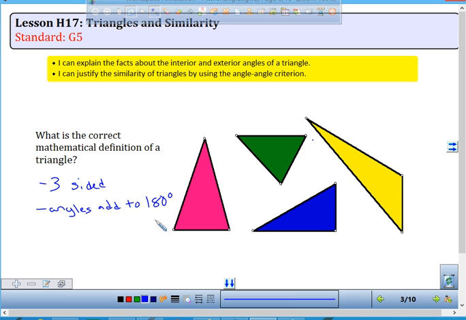Polygon. Okay, polygon means that the sides are closed. There's no open side, right? So let's be a little more specific and say three-sided polygon. The sides are all closed. They all meet. Okay. How many angles does it have? Three angles. So three sides and three angles. Okay, very good. And that's what we would say for a triangle.